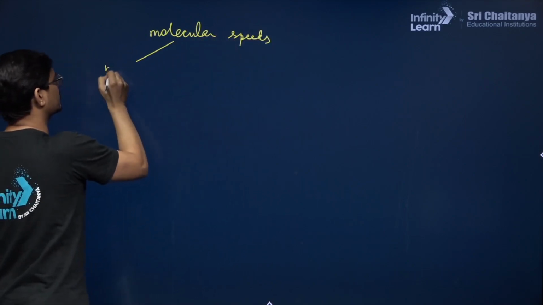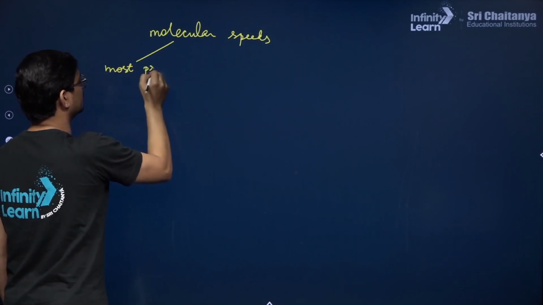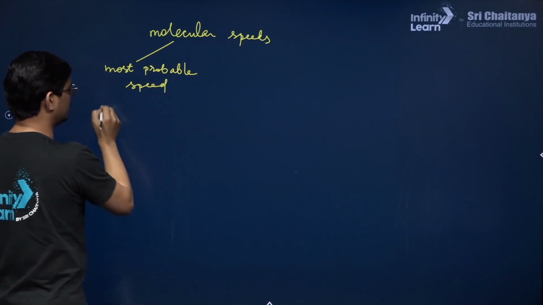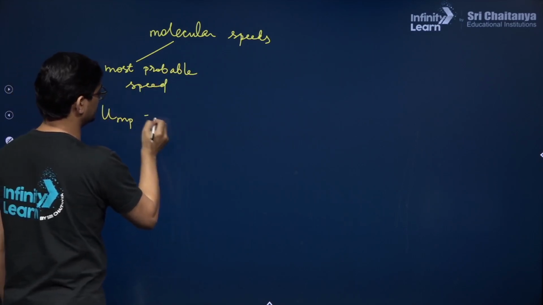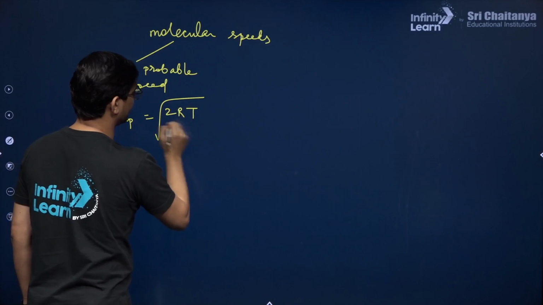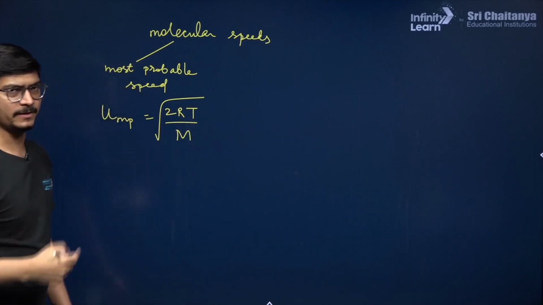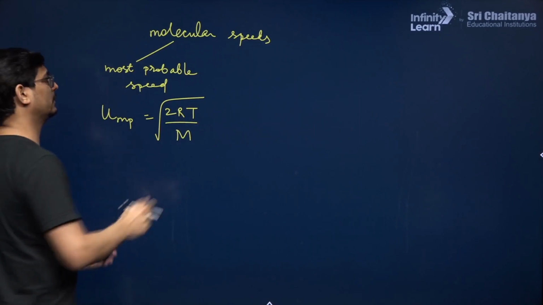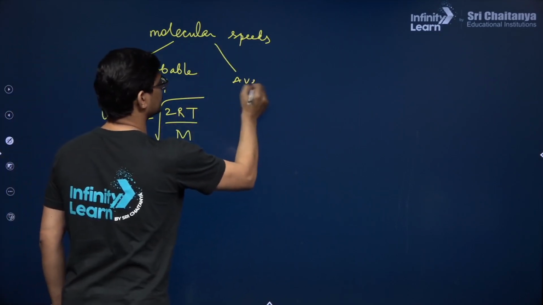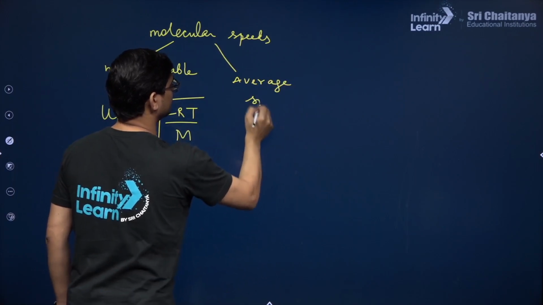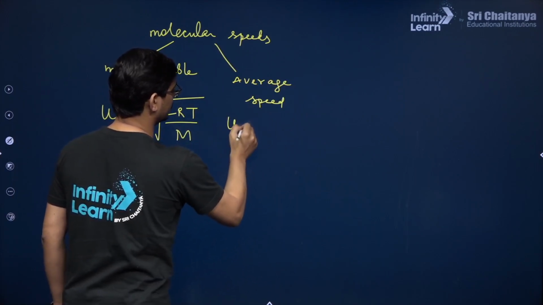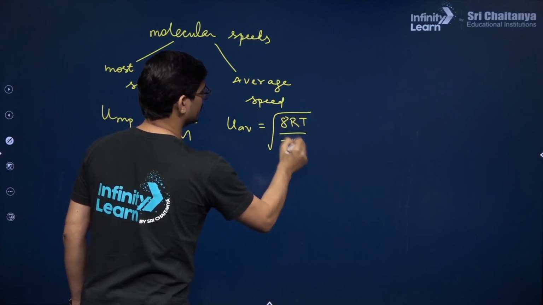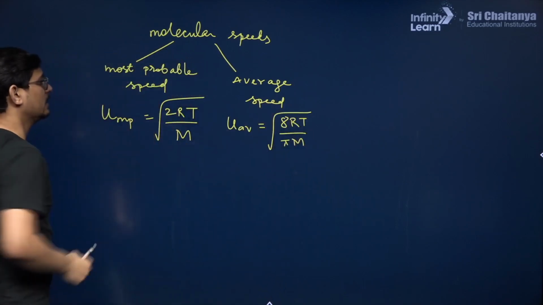So first is the most probable speed. What is the formula of the most probable speed? We can say most probable speed is under root 2RT by m. Most probable speed by definition is the speed possessed by the maximum fraction of molecules. Then you have average speed. Average speed is under root 8RT by pi m. So this will be a number between 2 and 3.